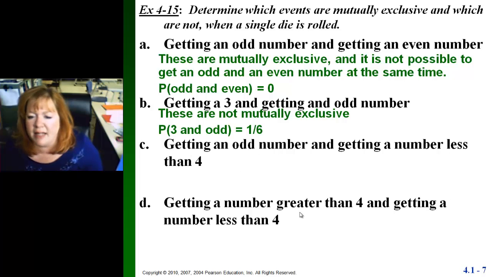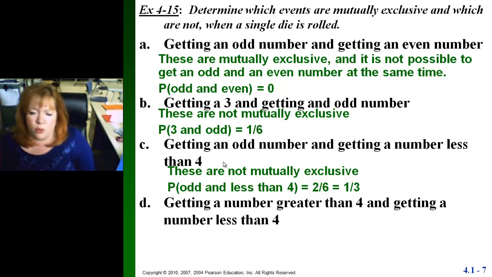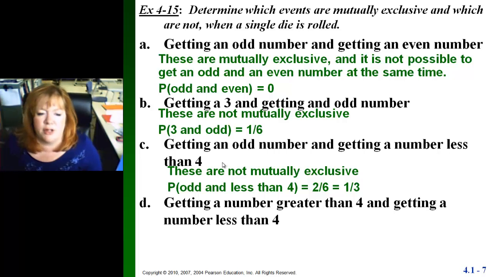Getting an odd number and getting a number less than 4, that means 3, 2, or 1. 3 and 1 are both odd numbers. So the probability of odd and less than 4 would be 2 out of 6, or 1 out of 3. So there would be your probability.